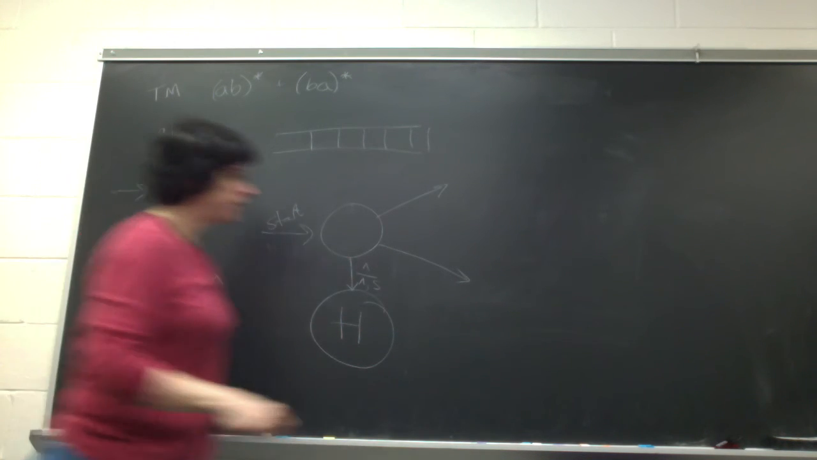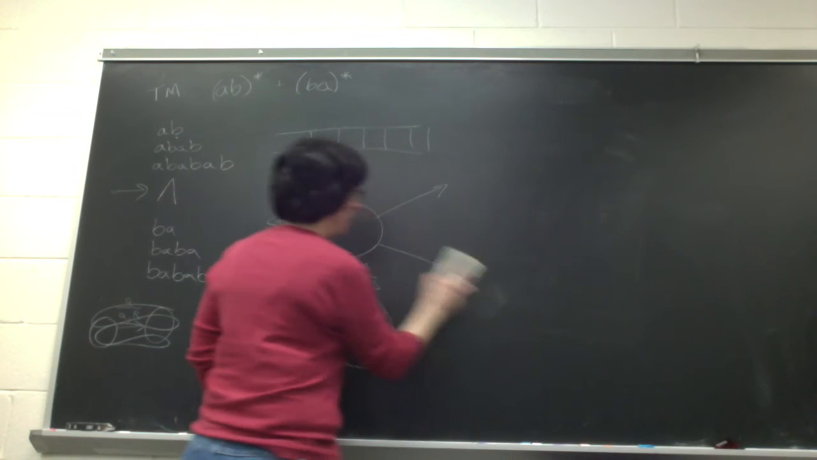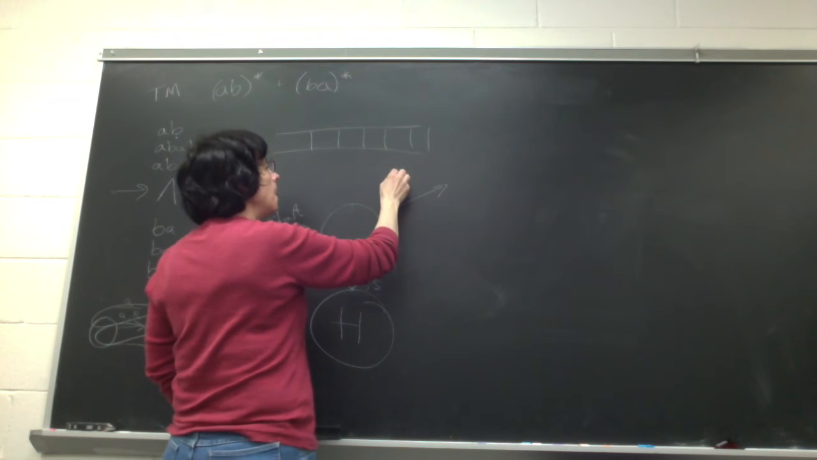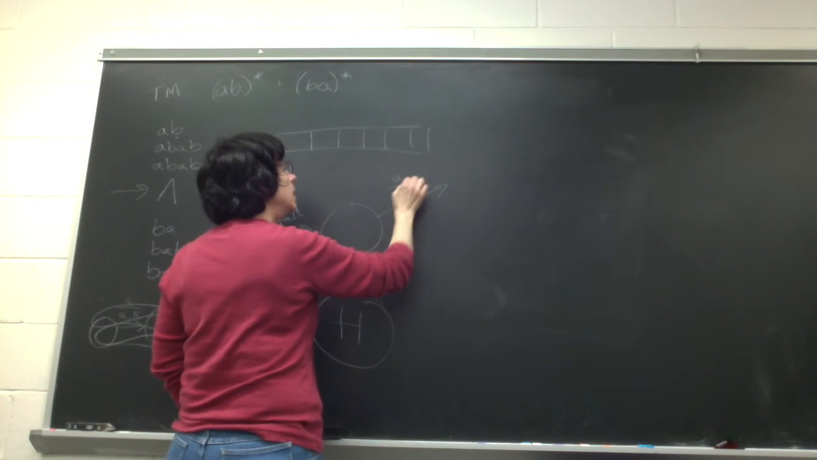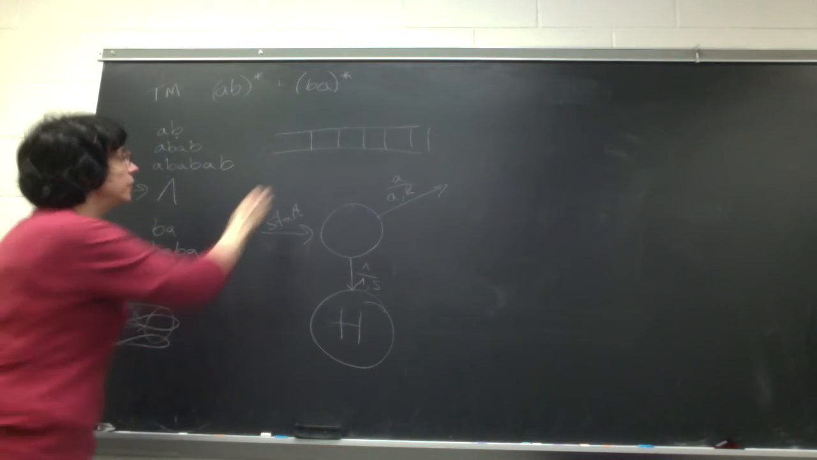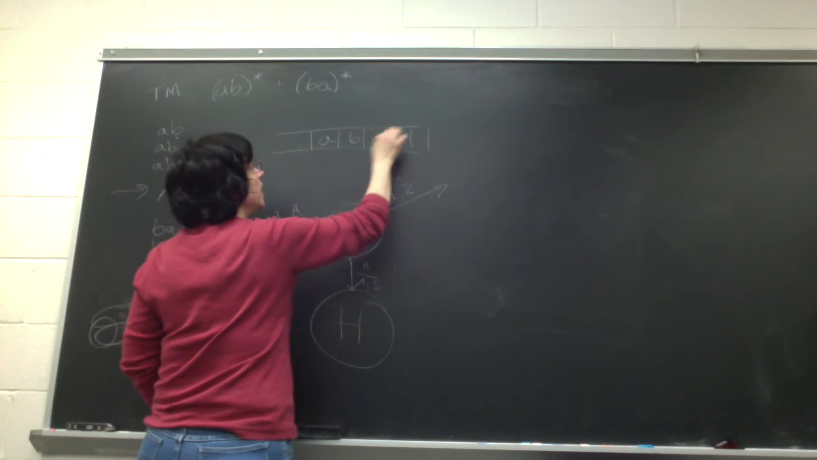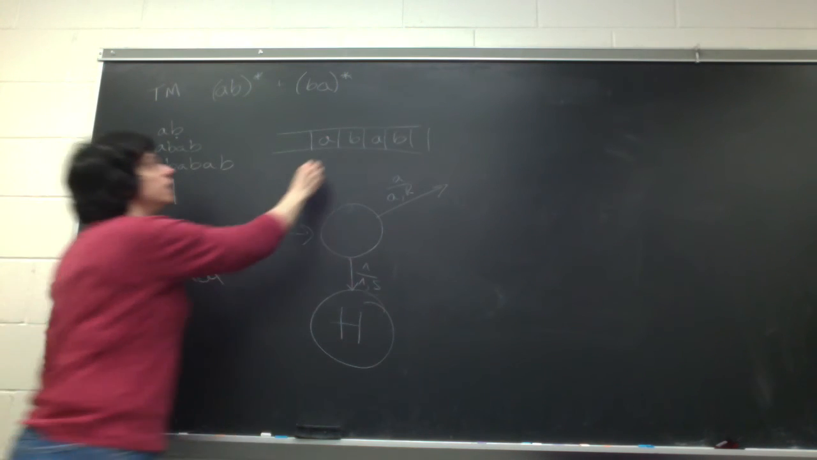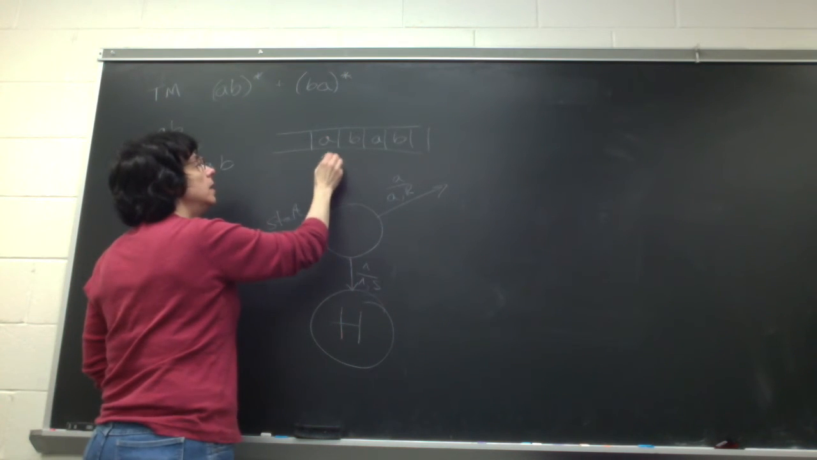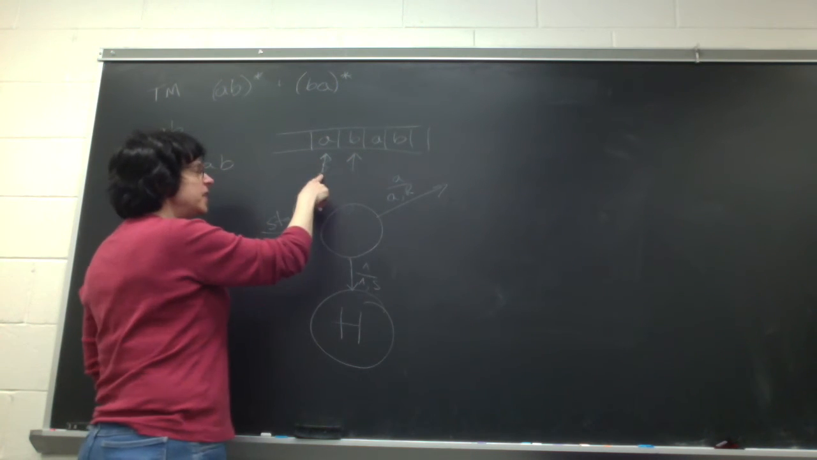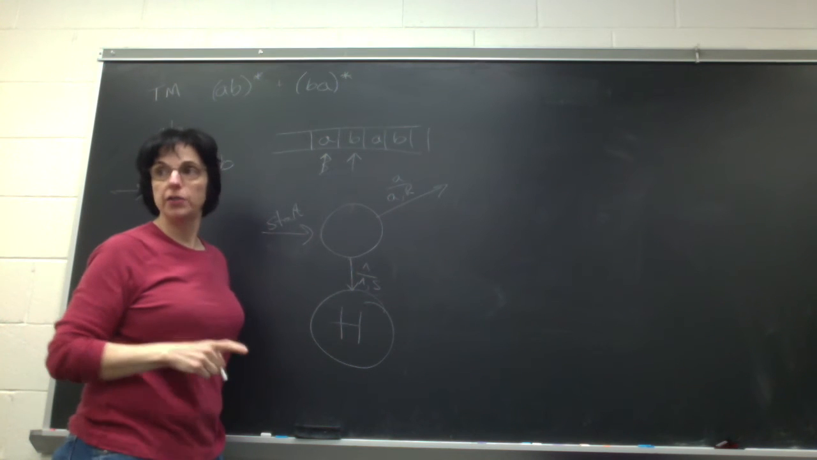So, for this top one, if I see a lambda, great. If I see an A, I'll write an A and I'll move my tape head to the right. So if we see A, B, A, B, something like that, then I'll move my tape head to the right. So I was pointing here and now I'm pointing here. But if I just see an A, I can't go straight to halt, because we need to see a B.